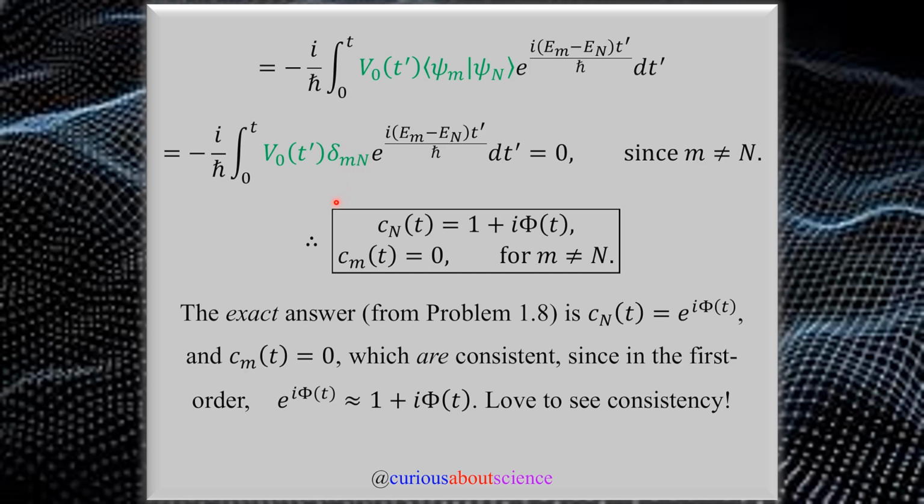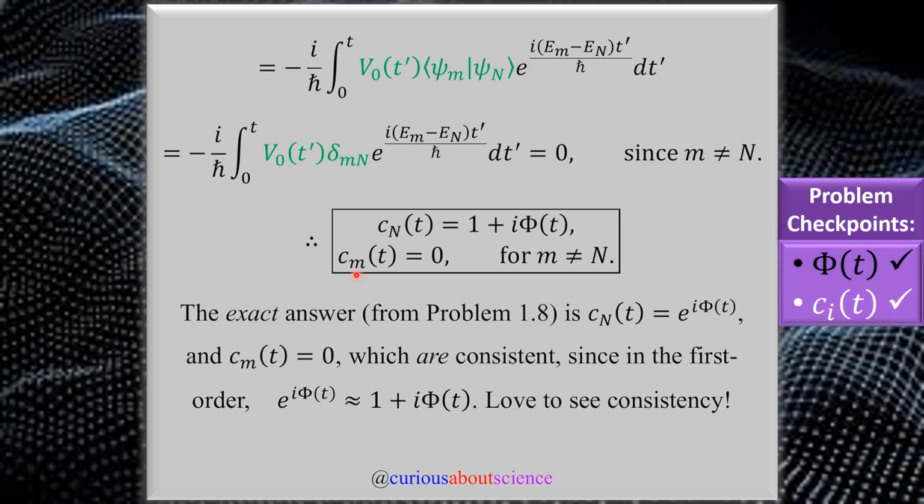So the two coefficients here that we have are C_n for the n state itself is equal to 1 plus i phi of t, but C_m at some other state is equal to 0. Once again, confirming that we don't transition, okay? So that is very helpful. And so what we just did was find the coefficients for the time dependence that we needed, perfectly fine, but in comparing with the exact result from 1.8, we saw that that was just equal to e to the i phi t, where all we saw was a phase change.